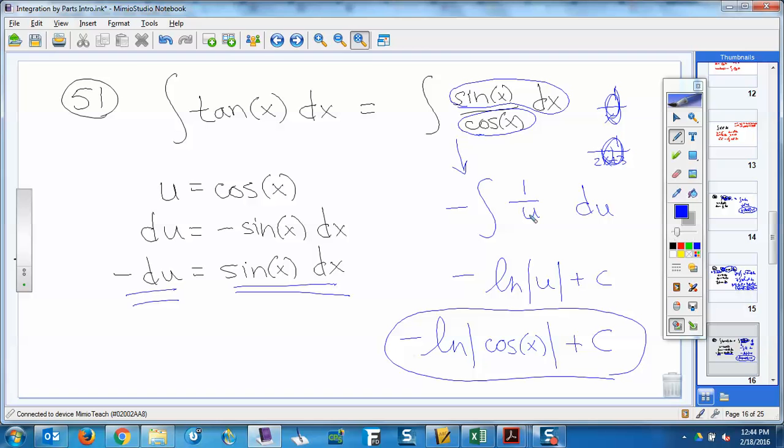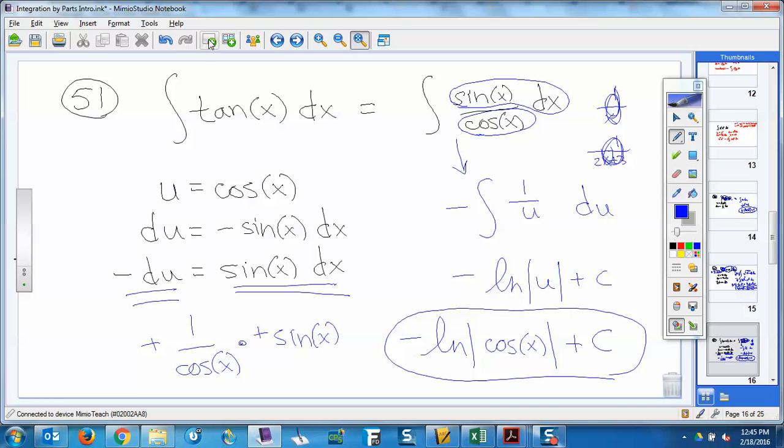All right. Now, by the way, remember we said we could check these, right? So I could take the derivative of this. The derivative of this would be negative 1 over cosine times the derivative of the inside. What's the derivative of cosine? Negative sine, and then the c would just go away. The 2 negatives cancel, sine over cosine, which is tan. So it checks. Okay? All right.